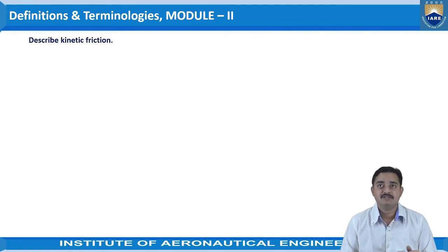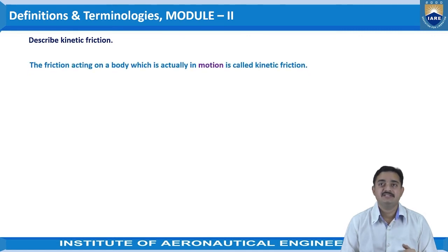Now let us see the next one. Describe kinetic friction. Here the definition says, as we have discussed just now, kinetic friction is nothing but the dynamic friction. That means when the object is moving, the friction that is prevailing is treated as kinetic friction or dynamic friction. So the definition says, the friction acting on a body which is actually in motion is called kinetic friction.